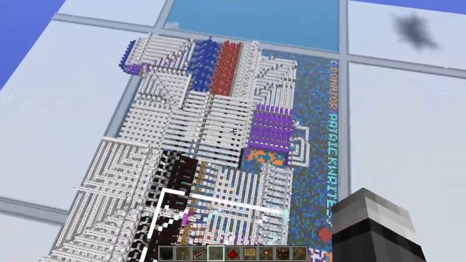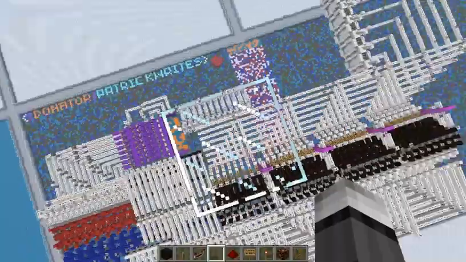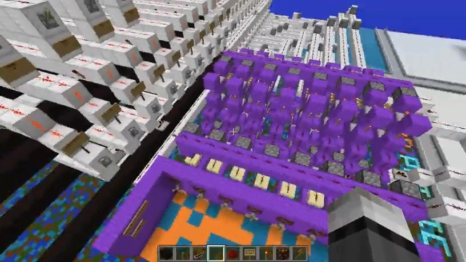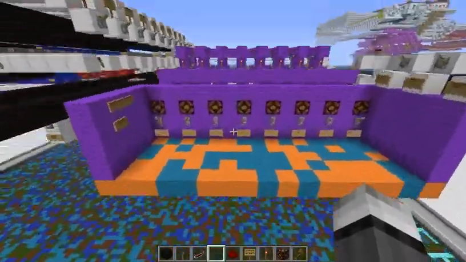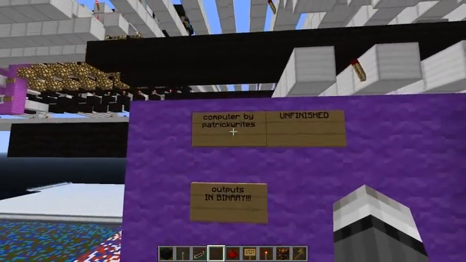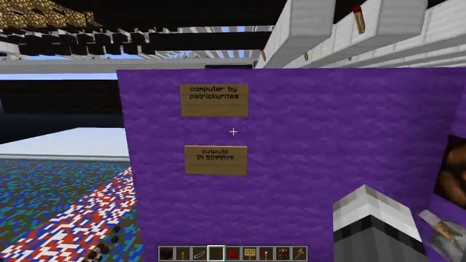I'm going to be reviewing my CPU today. Not reviewing, showcasing. So let's just get right into it. I'm using the sprint mod to fly really quickly. As you can see, it's 6 times faster. Computer built by me. Actually, I consider it finished by now.